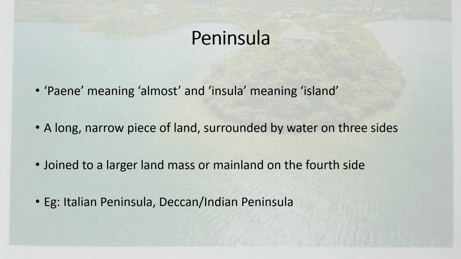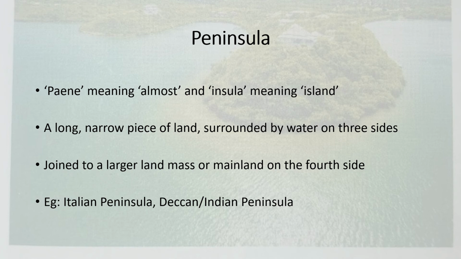A peninsula, children, is, as you already know, a landmass that is surrounded by water on three sides. It comes from two words, pene and insula. Pene means almost, and insula means island. So, the definition is, it is almost an island. It is a piece of land that is entirely surrounded by water on three sides, but is connected to the mainland on one side.